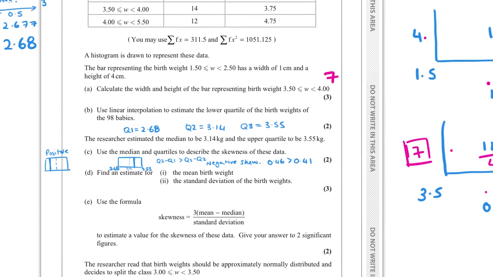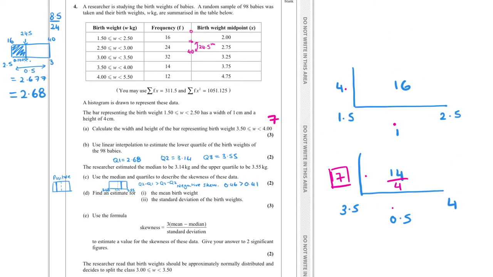Right, it says find an estimate for the mean birth weight. Okay? Now, what have they given us? The midpoint. This is back to GCSE. 16 times 2, 24 times 2.75, 32 times 3.25, 14 times 3.75, 12 times 4.75. But do I even need to do that? No. Why? They gave it to us in the question, so don't be an idiot.